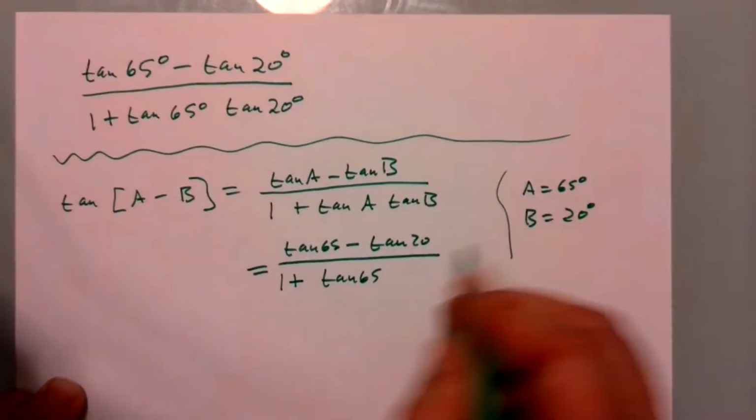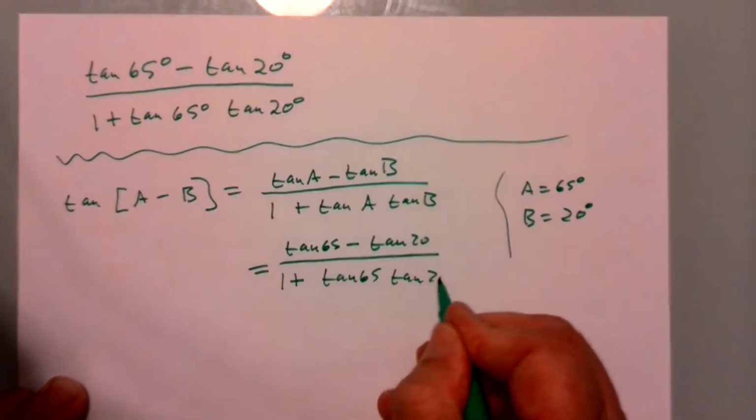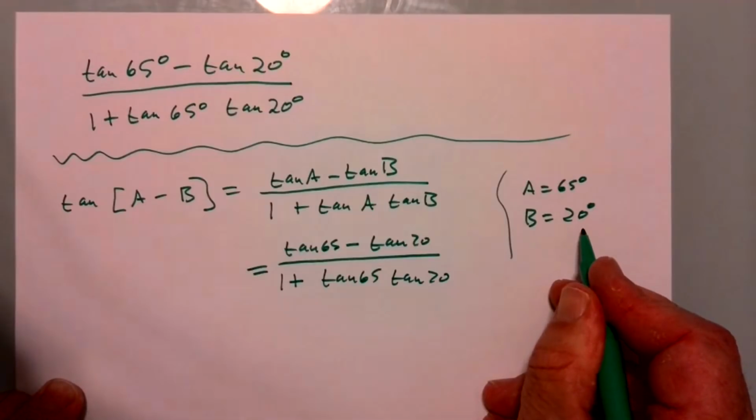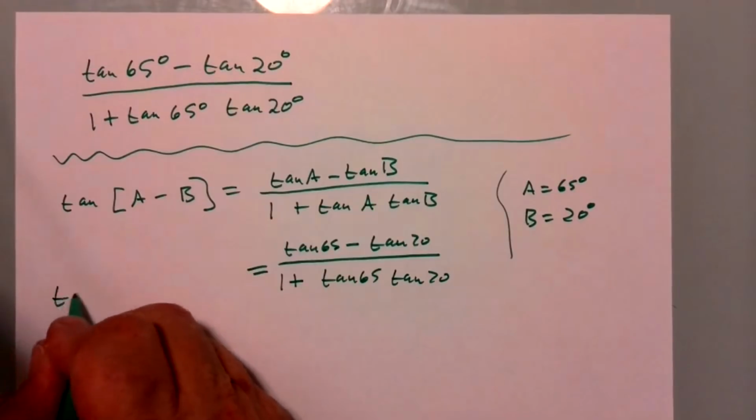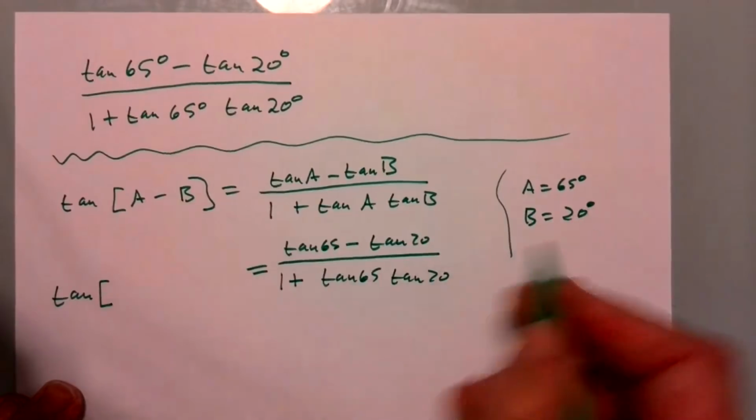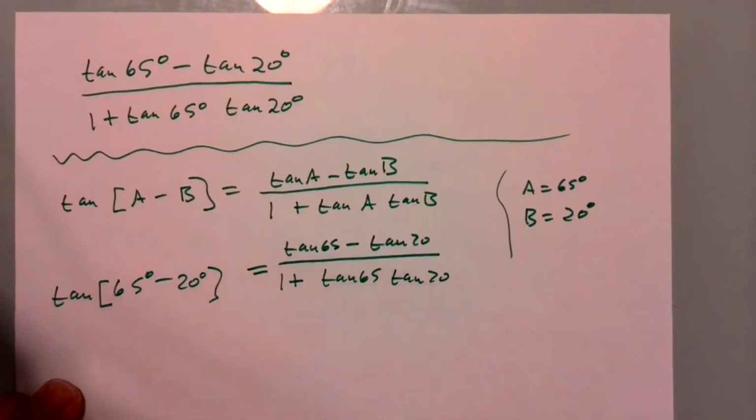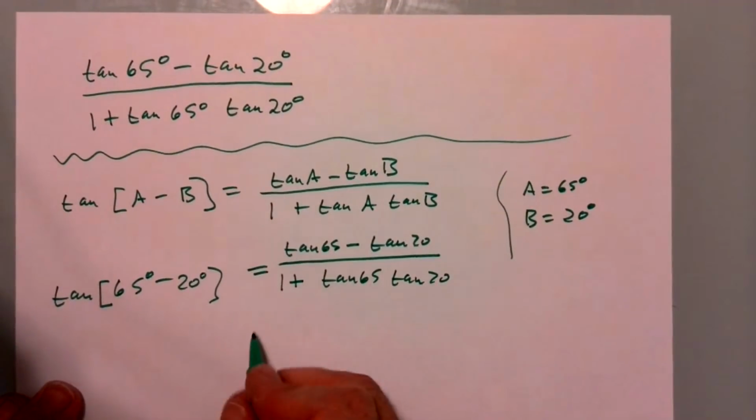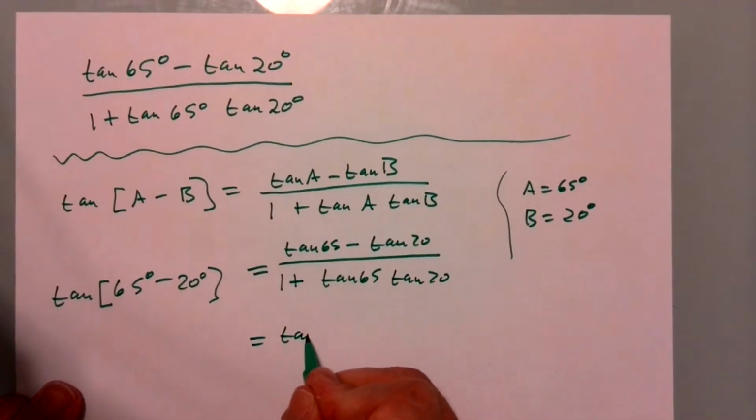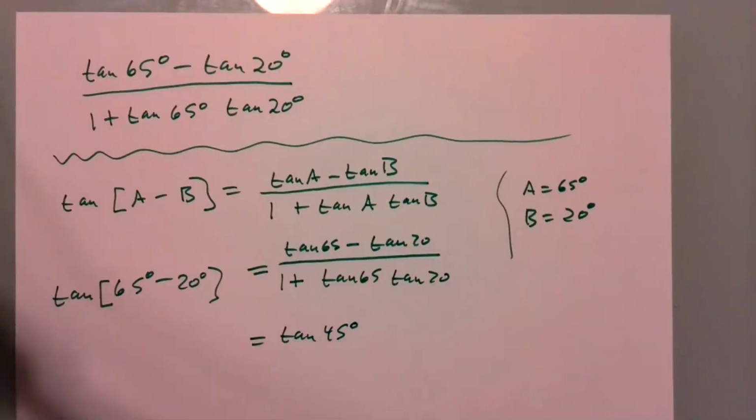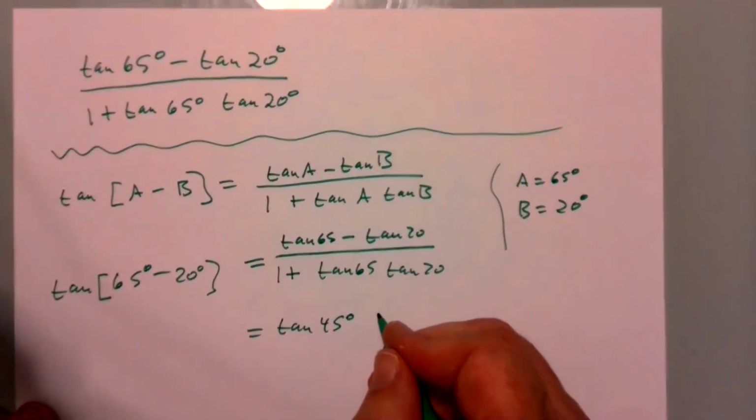65 is supposed to be A, it is. Tangent 20, tangent is supposed to be B. So if that's the case, what I have on the left here is tangent A minus B, tangent 65 degrees minus 20 degrees equals all that. So therefore, all of this then equals tangent of 45 degrees, which I really hope you know what that is. Tangent of 45 degrees is 1.